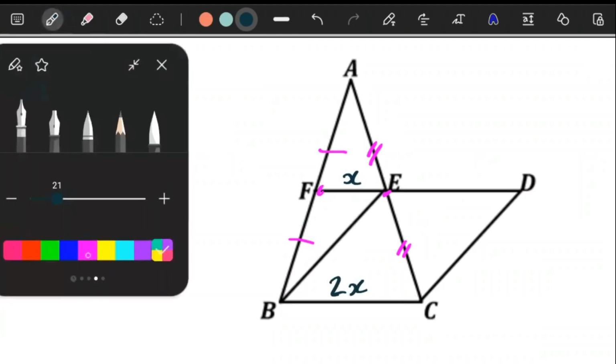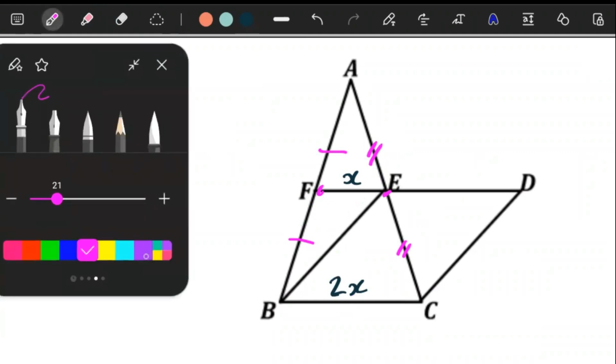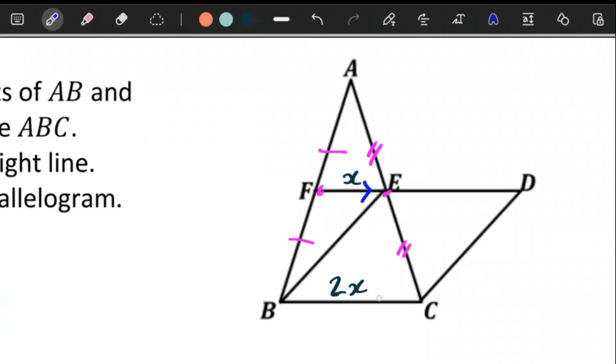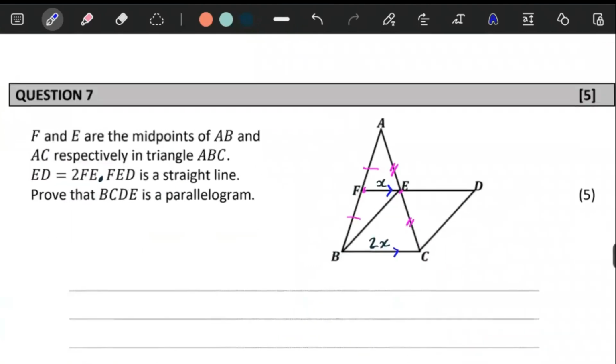The midpoint theorem states that if one line cuts two sides of a triangle in half, it means that the line you're referring to would be double the third side of your triangle. Furthermore, the law also states that the line would then be parallel to the third side of the triangle. So that's the midpoint theorem. Then they said here, ED is 2 times FE. So ED is also 2 times FE. And then it says here, prove that BCDE is a parallelogram.